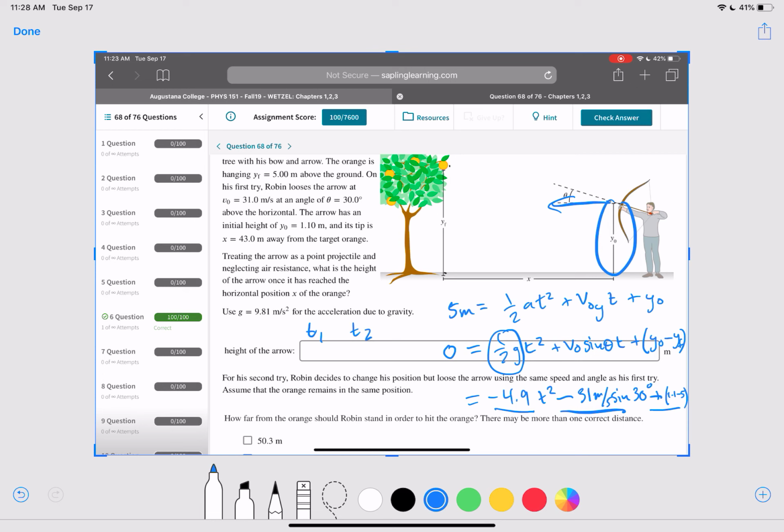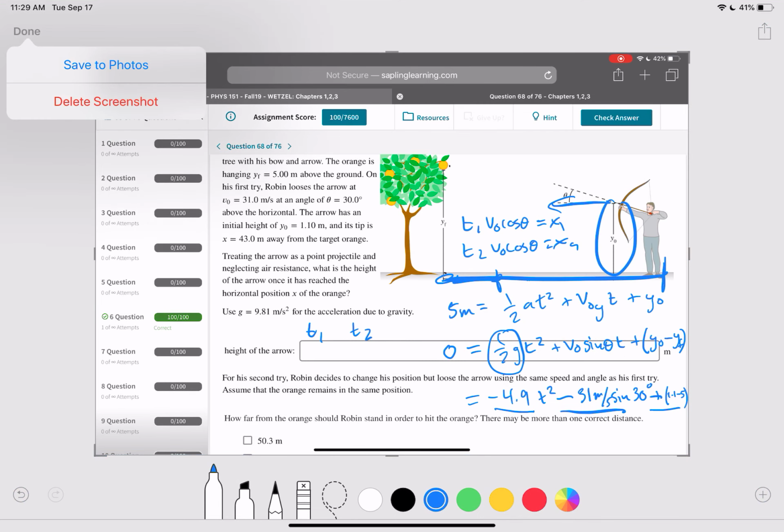You get 2 times. Then you just do T1 times v0 cosine theta, that's x1. T2 times v0 cosine theta equals x2. And you can either be this far away or you can be that far away, x1 or x2. That's how you do that one.